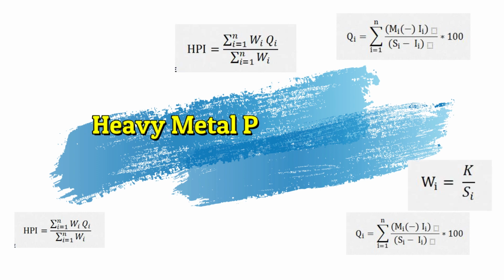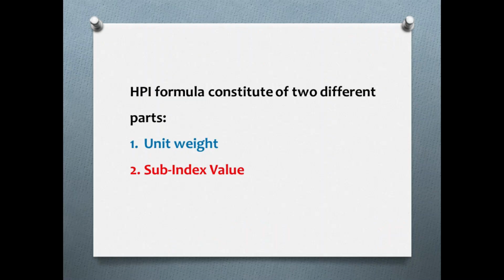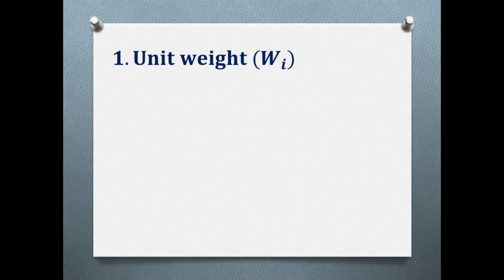Now, once you are clear with the basic introduction and important information on HPI, we will move on to the next part of the topic, that is the heavy metal pollution index formula. But before we move into the formula of HPI, you need to know that the HPI formula consists of two different parts. The first part is the unit weight and the second part is the sub-index value. So first, let's see the first part of the HPI formula, which is the unit weight, or the Wi value.